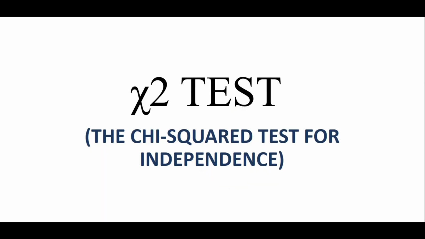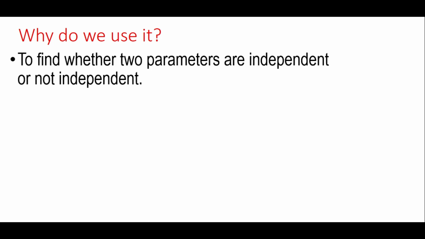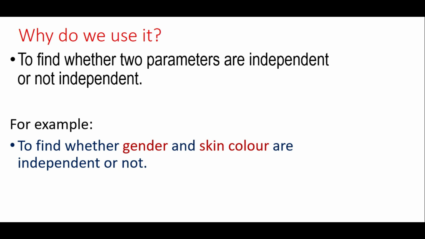The topic for the day is chi-square test for independence. Now, before doing the test, let me give you a brief about why we use this test. It is to find whether two parameters are independent or not independent, to study if there is a relation between the two parameters that we are going to deal with. For example, to find whether gender and skin color are independent or not. So here the two variables that we are talking about are gender and skin color.